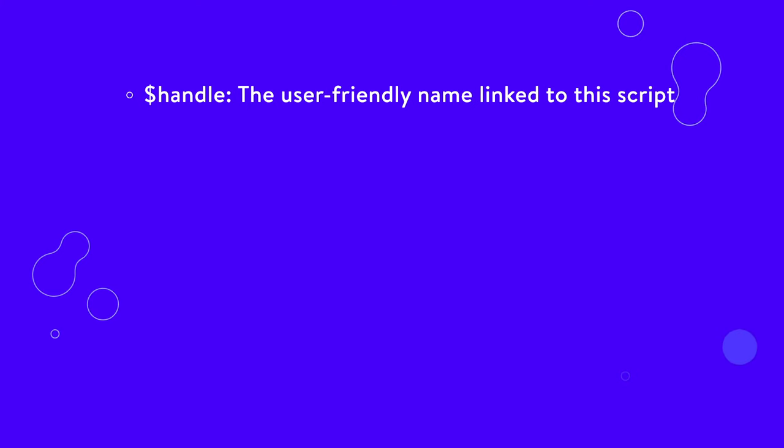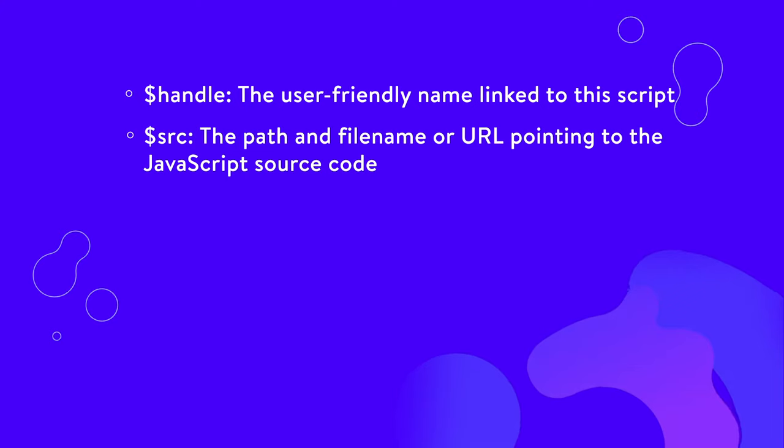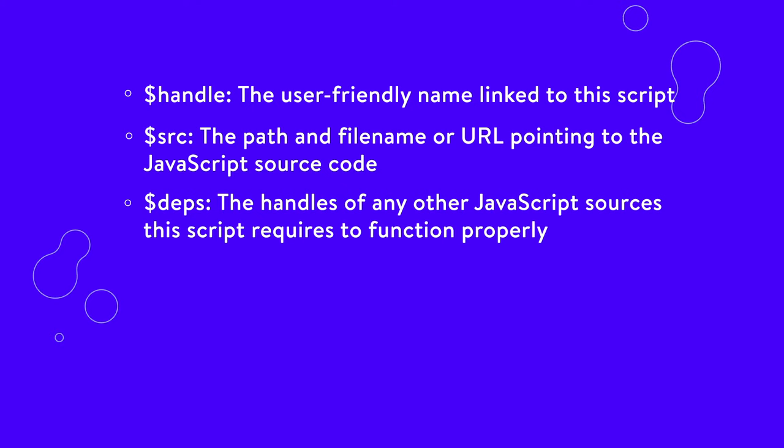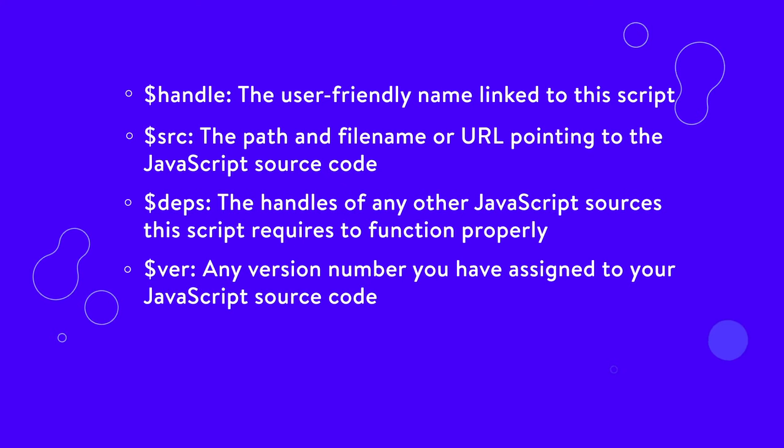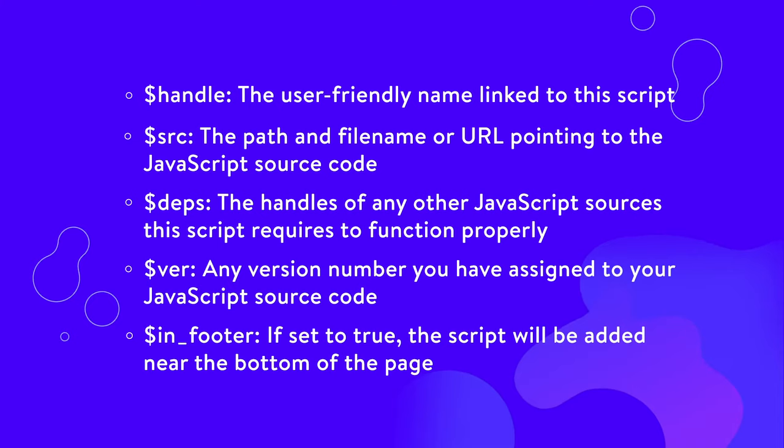Handle, the user-friendly name linked to the script. The jQuery core library is already registered in WordPress with the handle jQuery. Source, the path and file name or URL pointing to the JavaScript source code. Deps, the handles of any other JavaScript sources this script requires to function properly. Ver, any version number you have assigned to your JavaScript source code. In footer, if set to true, the script will be added near the bottom of the page. Otherwise, scripts will be placed in the head block.